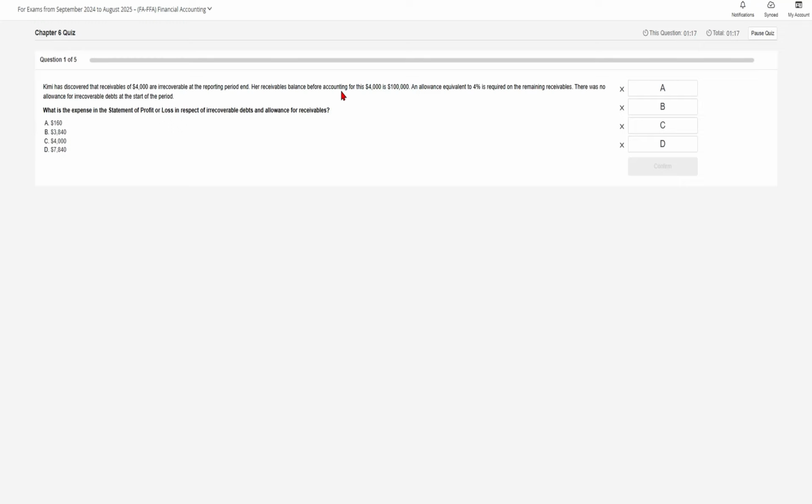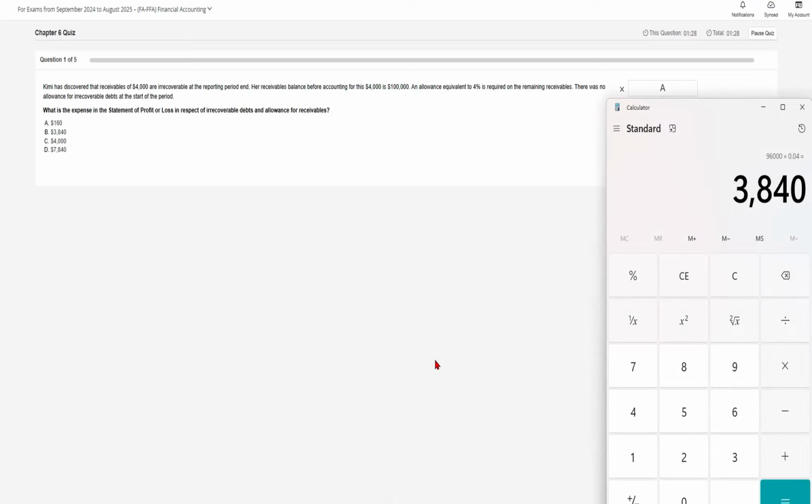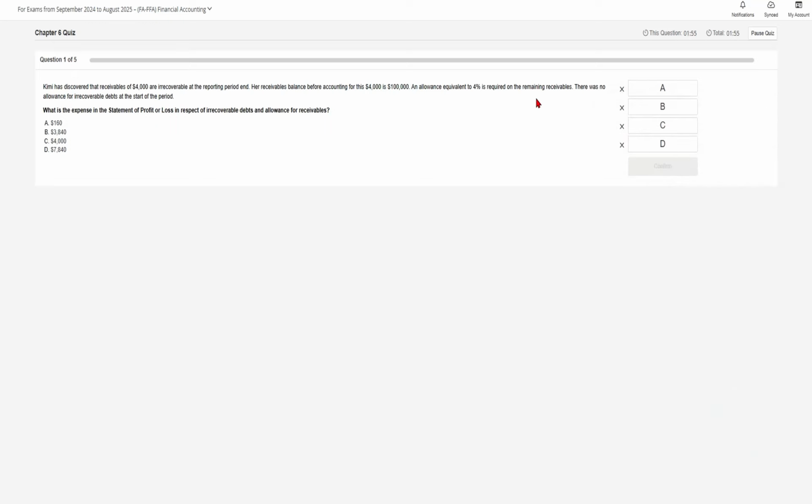Now, her receivable balance before accounting for 4,000 was 100,000. That means 4,000 has been included in this 100,000. Next we have an allowance equivalent to 4% required on the remaining receivable. So the remaining receivable balance is 100,000 minus 4,000, which gives 96,000, and 4% of this is 3,840. So this is the closing balance for the allowance.